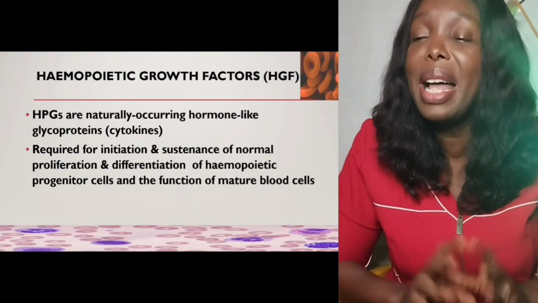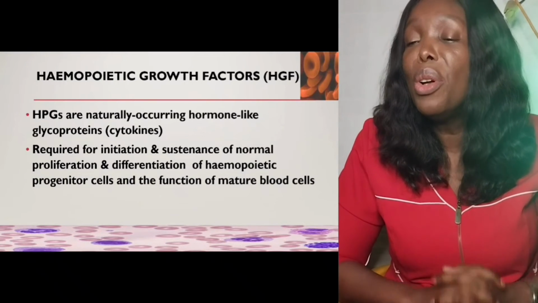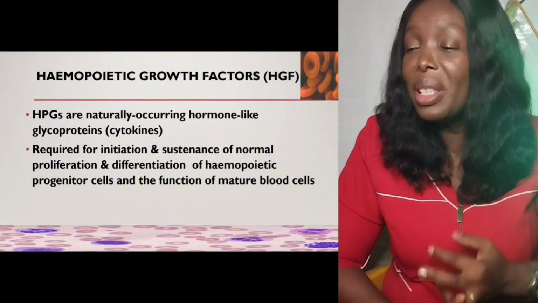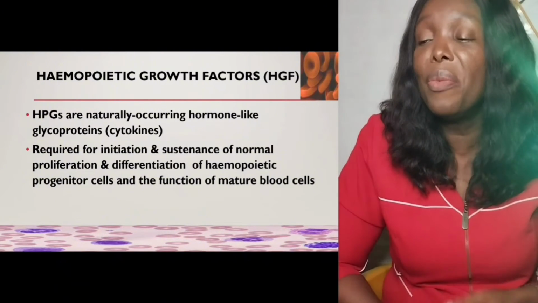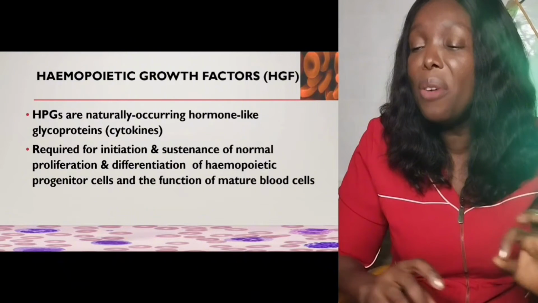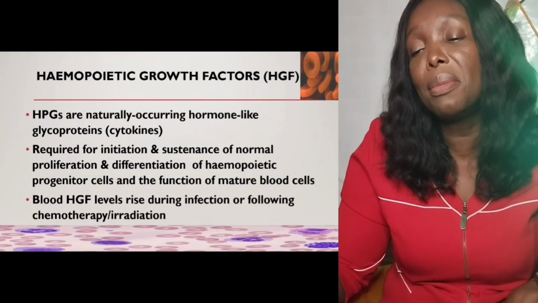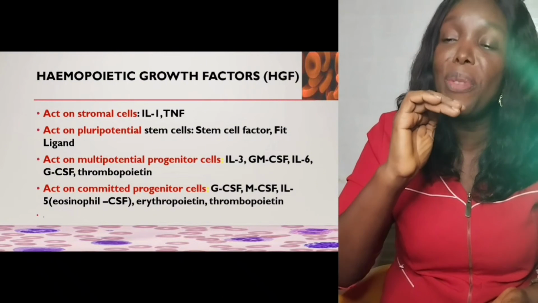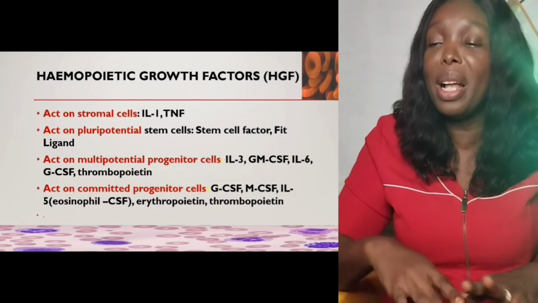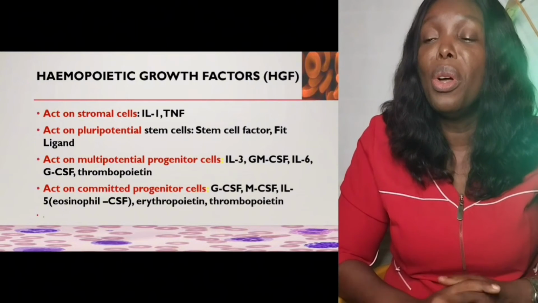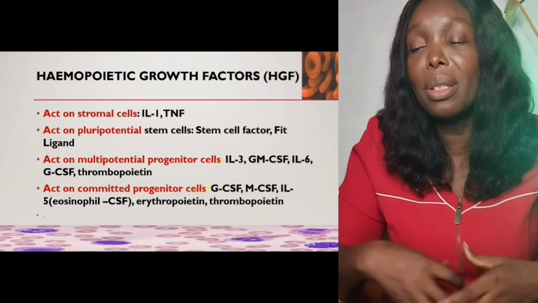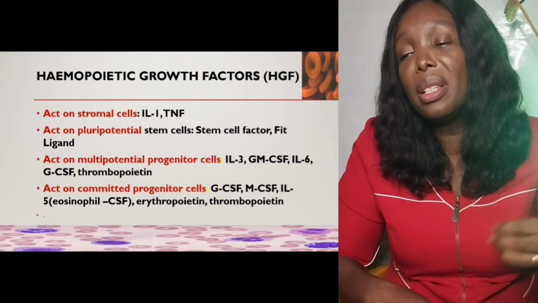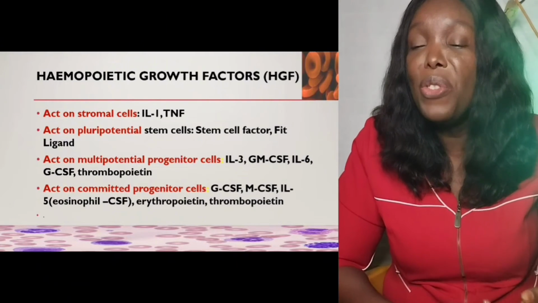These haemopoietic growth factors are naturally occurring hormone-like glycoproteins. You can call them cytokines that are required for initiation and sustenance of normal proliferation and differentiation of haemopoietic progenitor cells, and normal function of mature blood cells. They act at different stages, different parts of the bone marrow, to bring about their function. There are ones that act on the stromal cells, such as interleukin-1 and tumor necrosis factor. We have some that act on the pluripotential stem cells, such as stem cell factor and Flt ligand.